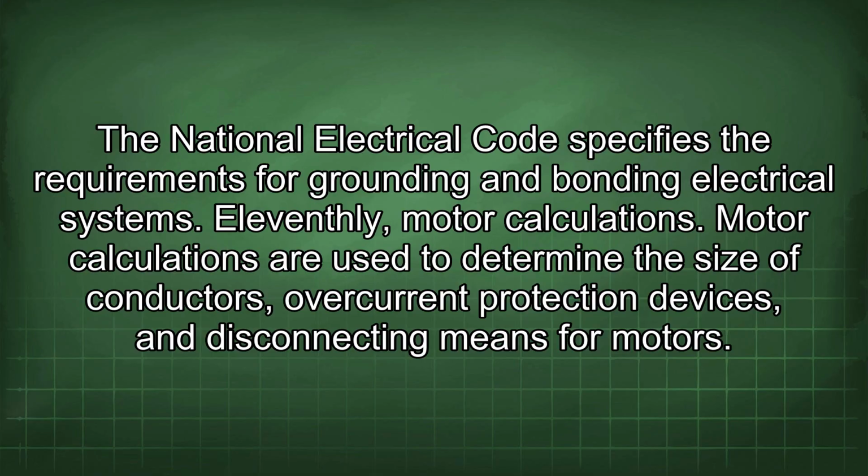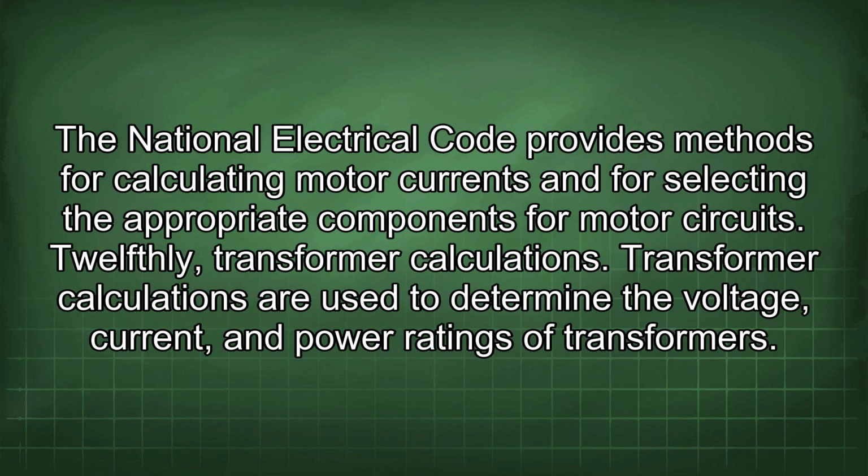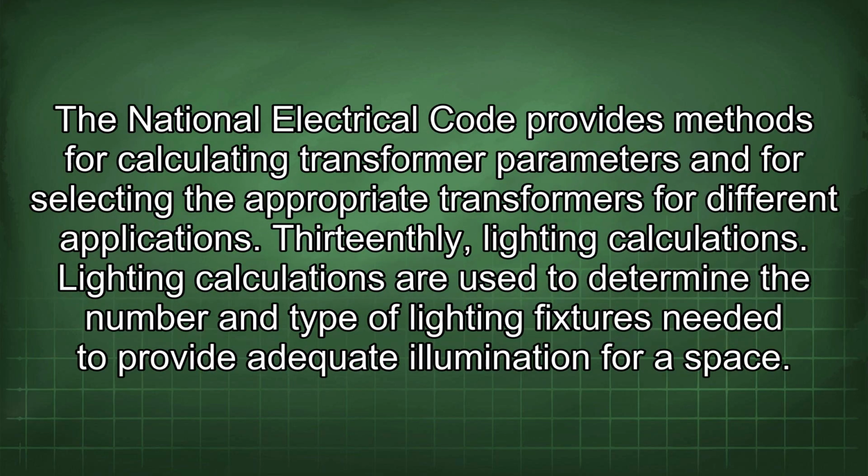11thly, motor calculations. Motor calculations are used to determine the size of conductors, overcurrent protection devices, and disconnecting means for motors. The National Electrical Code provides methods for calculating motor currents and for selecting the appropriate components for motor circuits. 12thly, transformer calculations. Transformer calculations are used to determine the voltage, current, and power ratings of transformers. The National Electrical Code provides methods for calculating transformer parameters and for selecting the appropriate transformers for different applications.